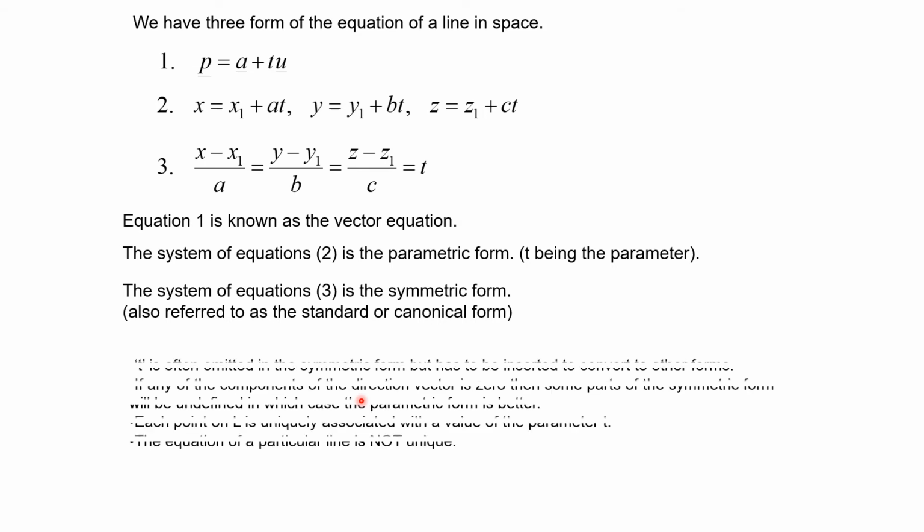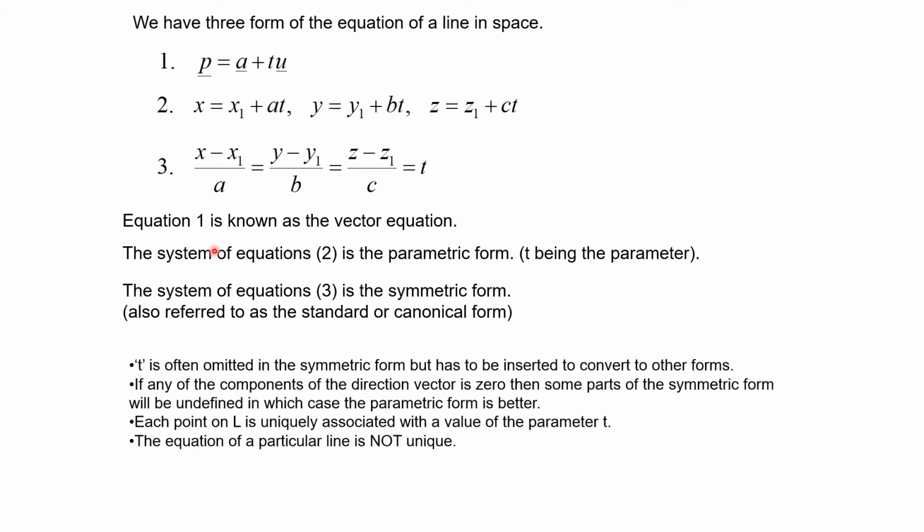Okay. And these three terms, or these three methods of writing the equation, are interrelated. These are some key points that you have to understand. T is often omitted in symmetric form. Okay, this is symmetric form. But it has to be inserted in other forms. You see over here, in 3, you actually got rid of the T, but in the first and the second form, the T is always there.